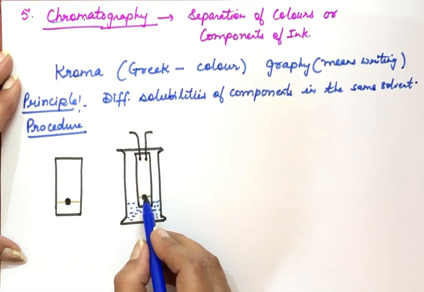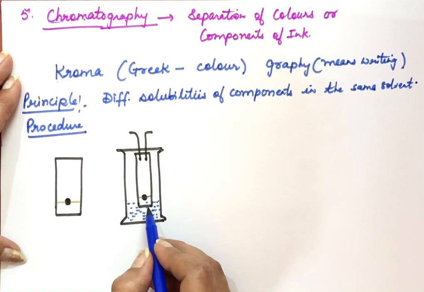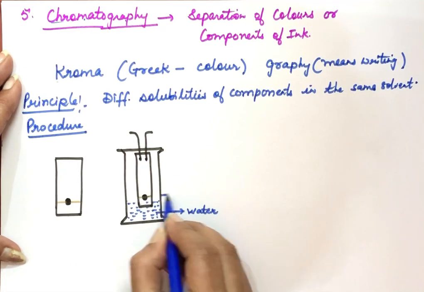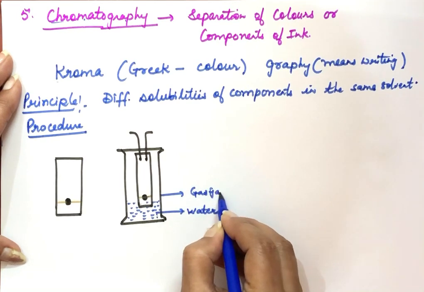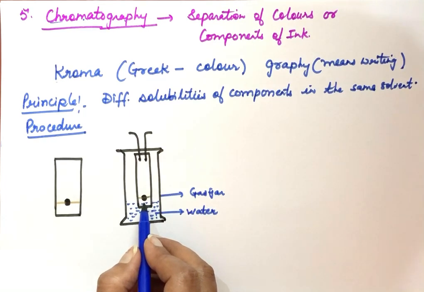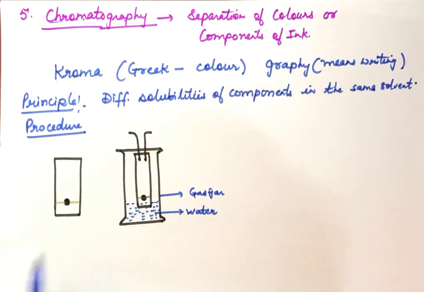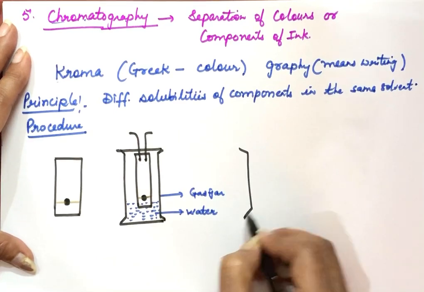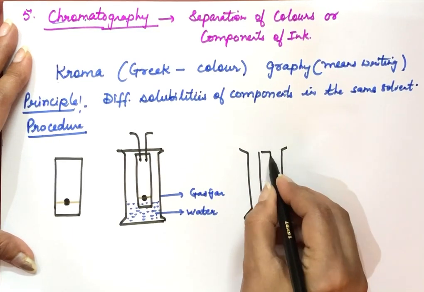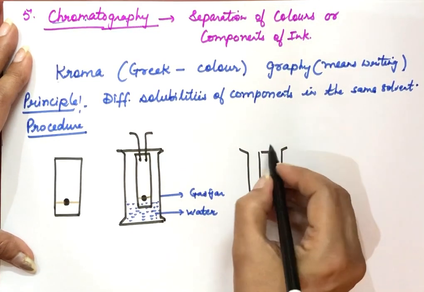So suspend the filter paper strip, or you can say the chromatographic strip, in a gas jar which has some water in it. But when we are suspending this chromatographic paper, the level of water should be below this ink mark. This ink should not dip into the water. The ink spot should be above the level of the water. Now leave it for some time.